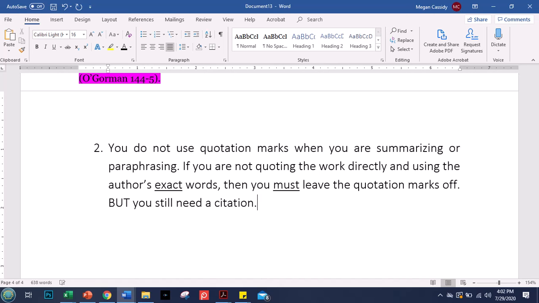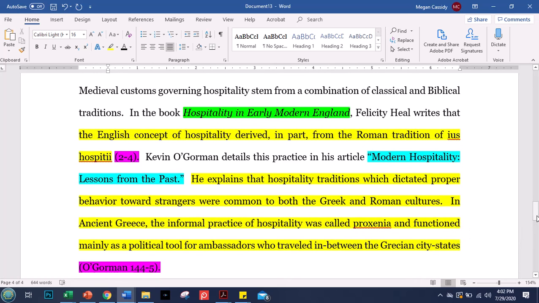Now, why is that? Because the ideas are not yours. So if we go back up here to my paragraph about hospitality, the Roman tradition of ius hospiti is not a concept that I knew on my own. I kind of had the idea that the Romans had some ideas of hospitality, meaning when people needed a place to stay, they were sort of required, if your family, to have you stay there, right? Or they had certain things that they would do, like how we have.